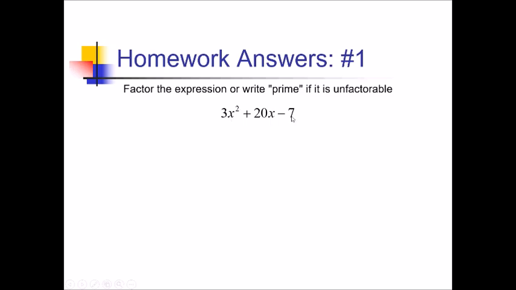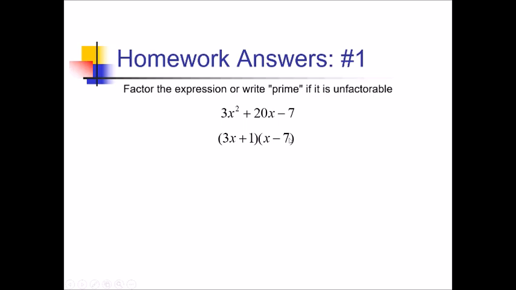Factors of 7, I've got a 1 and a 7, and they could either be positive or negative. So let me start with 3x plus 1 as one of my two binomials here. If that's one of them, to get a 3x squared, I'd have to have an x in the other parentheses. And to multiply to get a negative 7, I would have to have a negative 7 there as well. So x minus 7. Let's multiply out the outers and the inners now to see what we get.